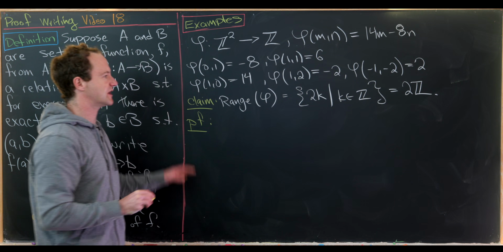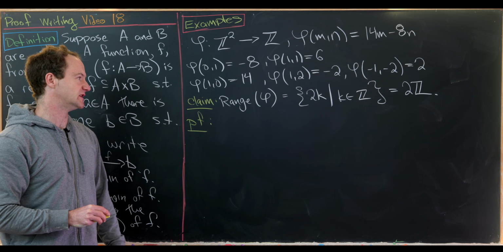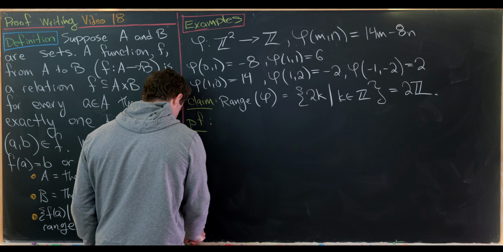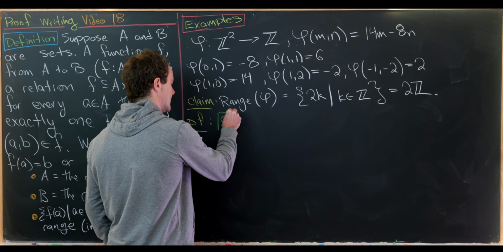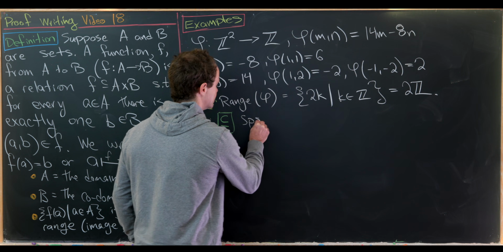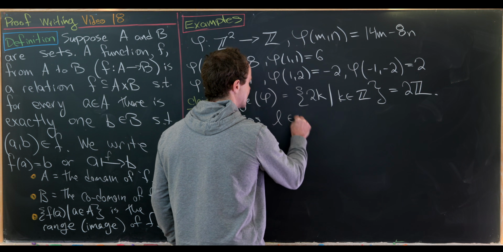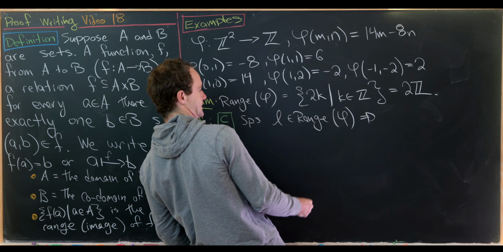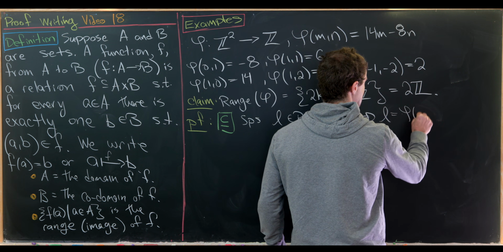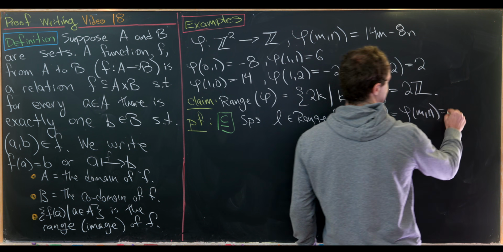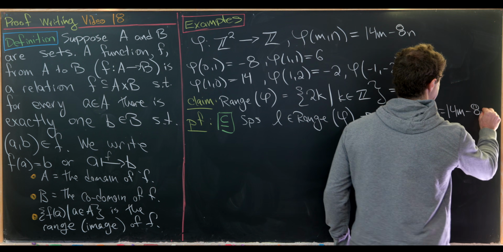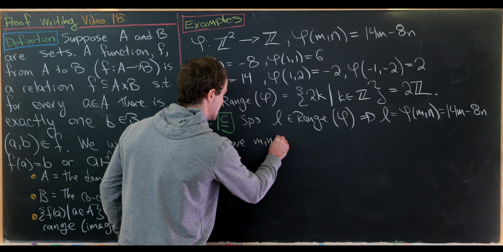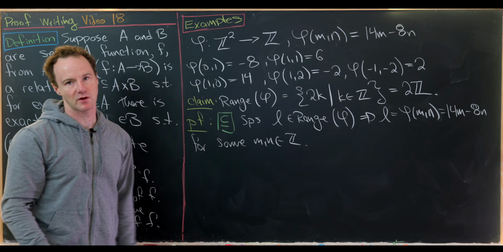Our goal is to show that two sets are the same, which means we need to do this with double inclusion. So let's do that. So we'll start with the inclusion going this way. So let's suppose that we have a number L, which is in the range of phi. But what does that mean? That means that L equals phi of (m, n), which equals 14m minus 8n for some m and n, which are integers. That's what it takes to be in the range.